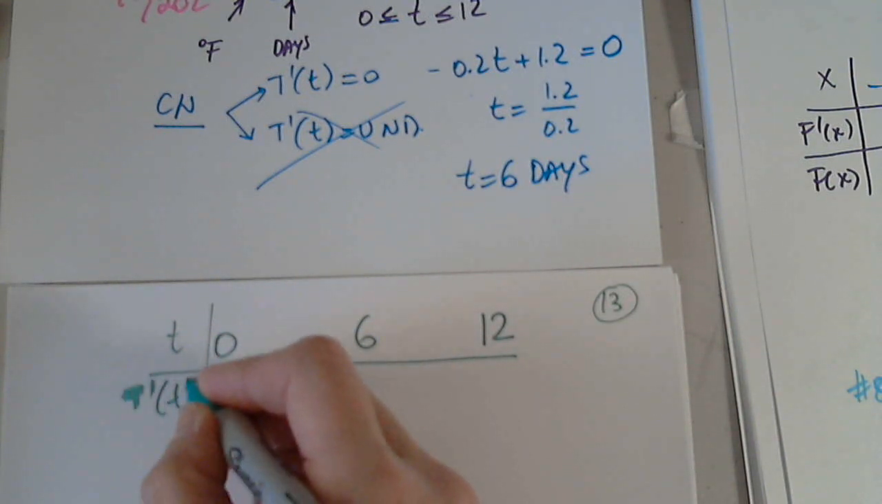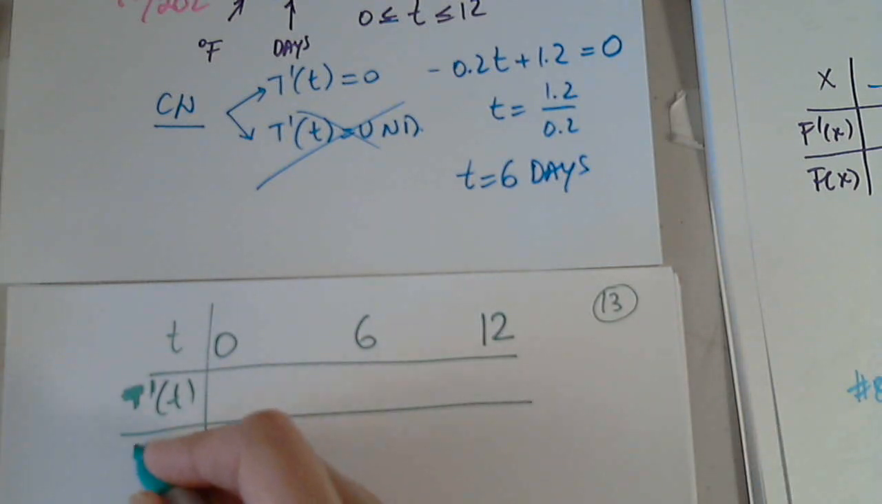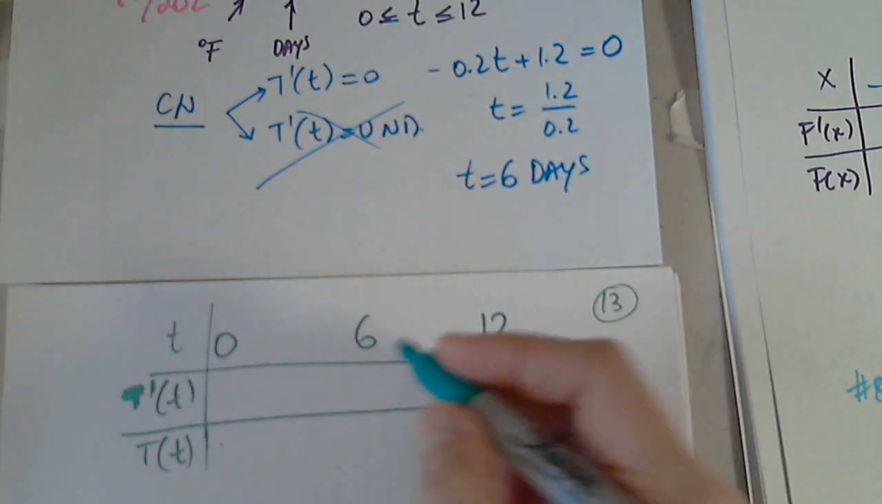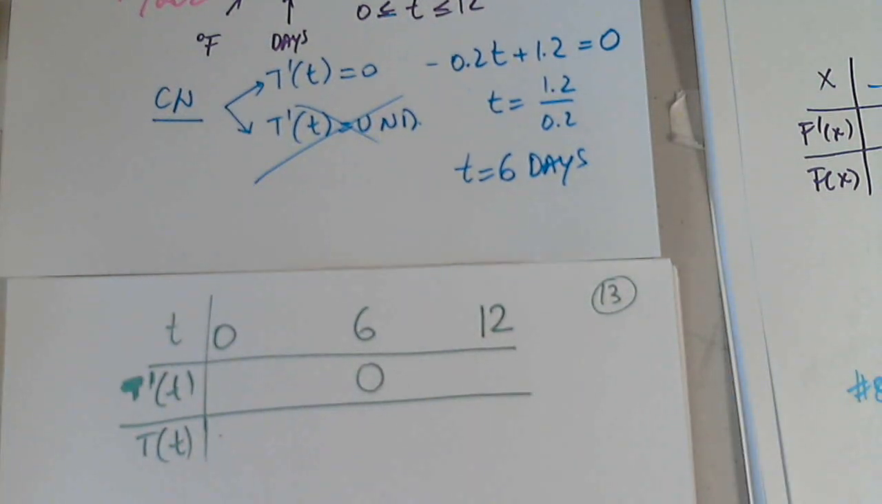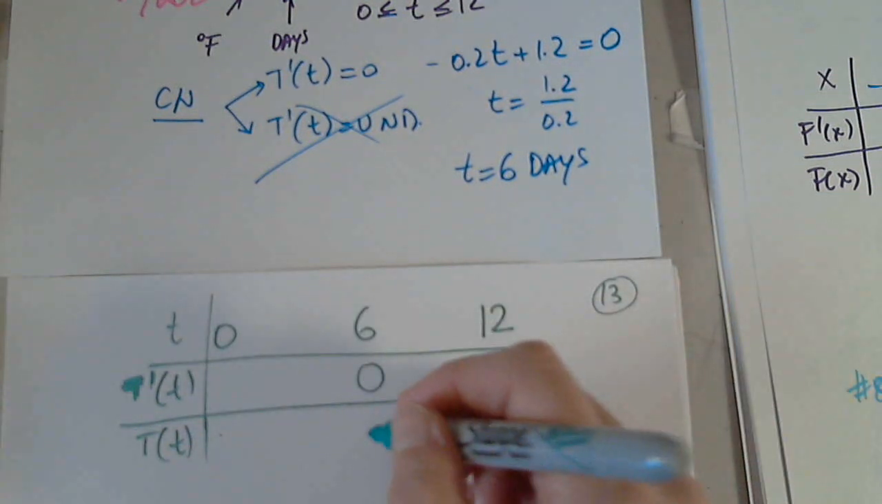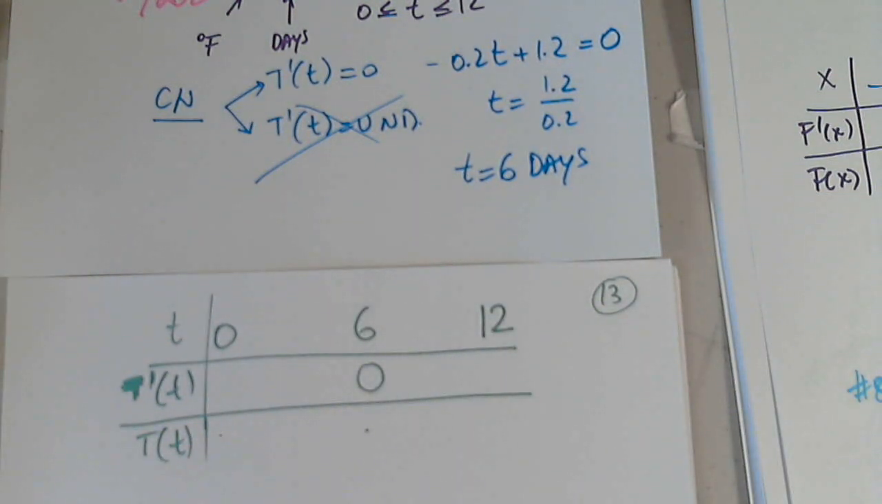We got 6, so this is T prime of t, and this is T of t, and it's 0 here. I have to plug in t equals 6, and I'm going to do it right this moment. Negative 0.1 times 36 plus 1.2 times 6 plus 98.6. And I got 102.2.